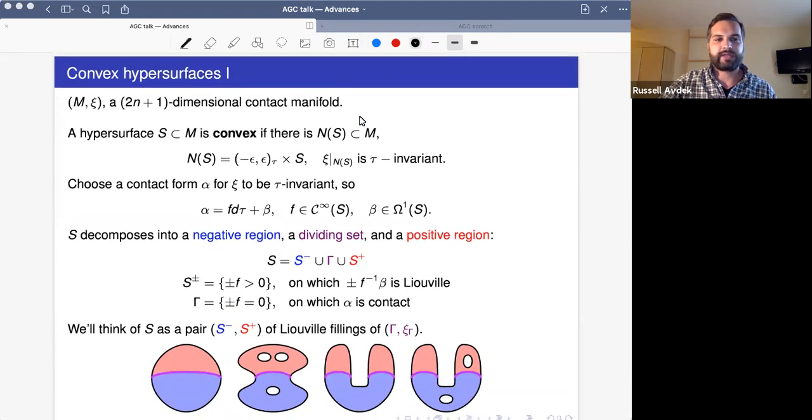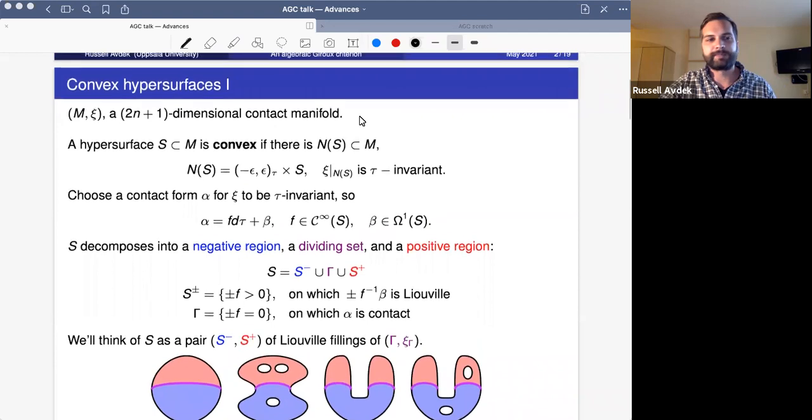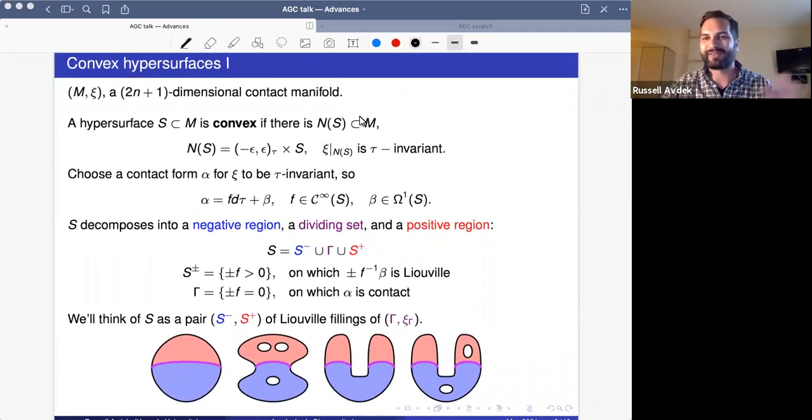So to start, we'll take a 2n plus 1 dimensional contact manifold M, and I'm going to abuse the definition of a convex hypersurface a little bit to suit my purposes. For us, a convex hypersurface will be a hypersurface S in M such that it has a neighborhood of the form interval times S, and we'll always parameterize the interval with the variable tau, such that the contact structure is tau invariant. If we choose a contact form which is also tau invariant, we can write it as alpha equals f d tau plus beta, where f is a function on the hypersurface and beta is a one form on the hypersurface.